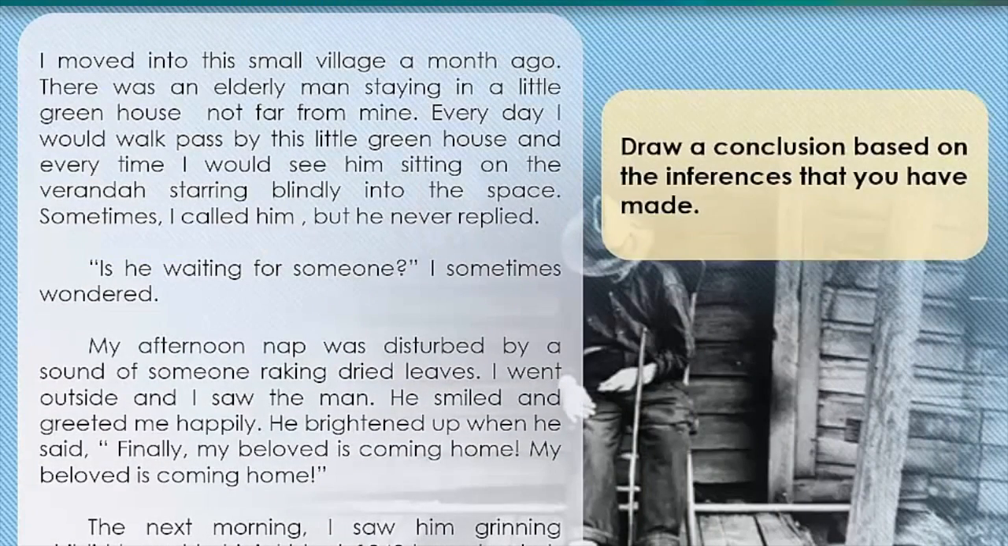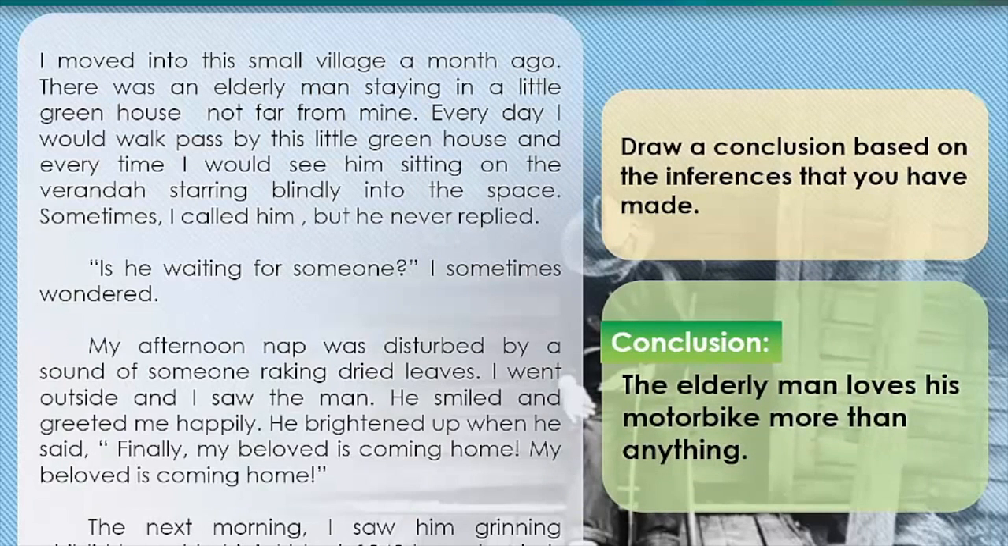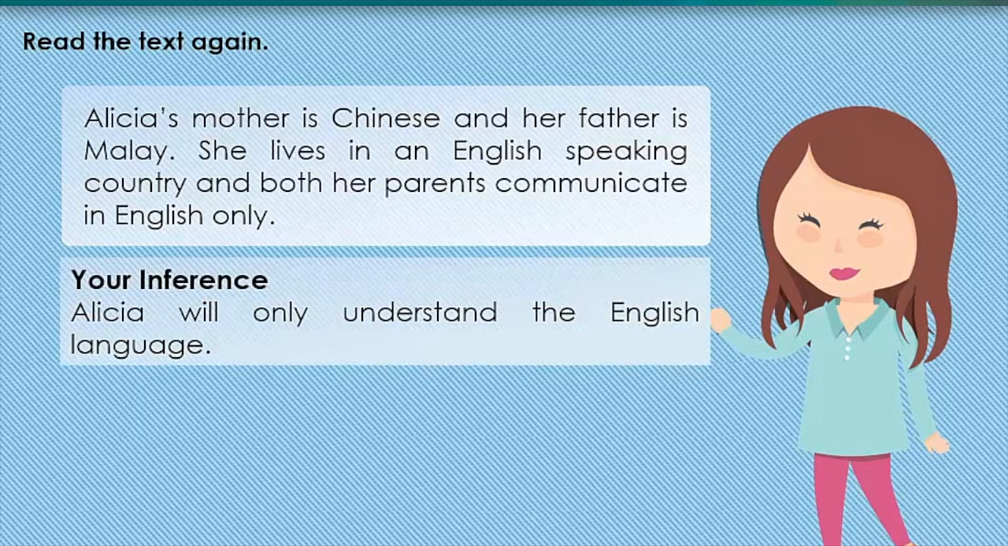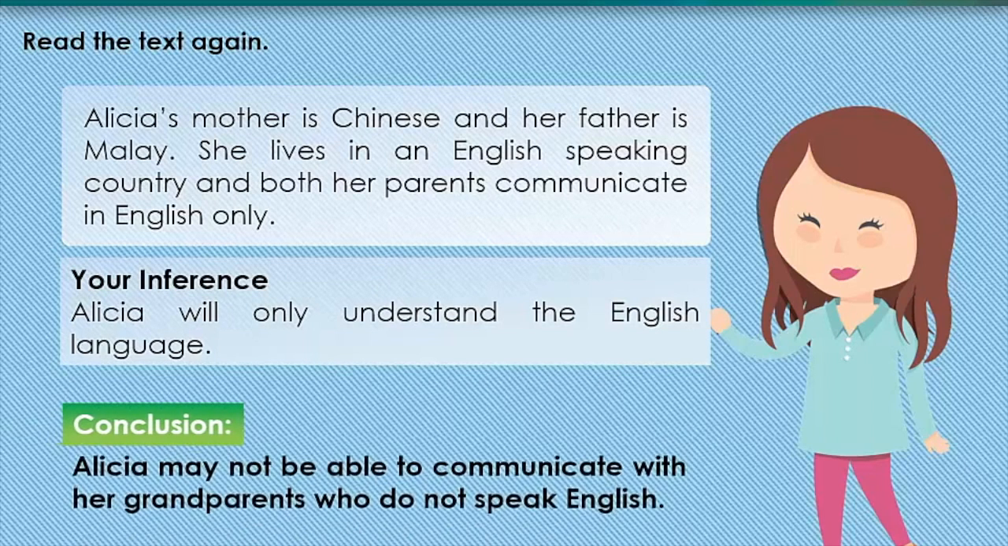Now, draw a conclusion based on the inferences that you have made. The conclusion is, the elderly man loves his motorbike more than anything. Guided practice 6. Read the text again. Previously, you have made this inference that Alicia will only understand the English language. Now, draw a conclusion regarding this situation. Alicia may not be able to communicate with her grandparents who do not speak English.